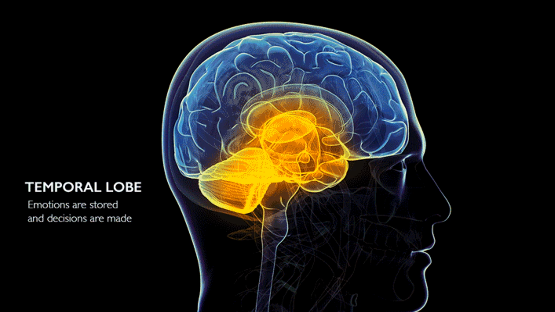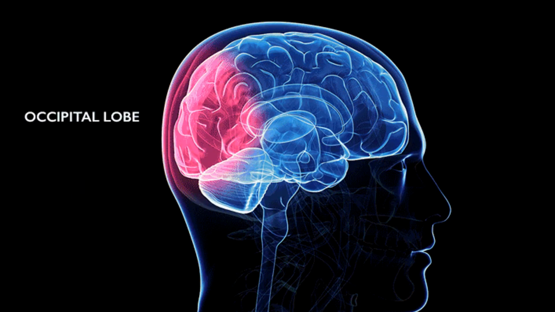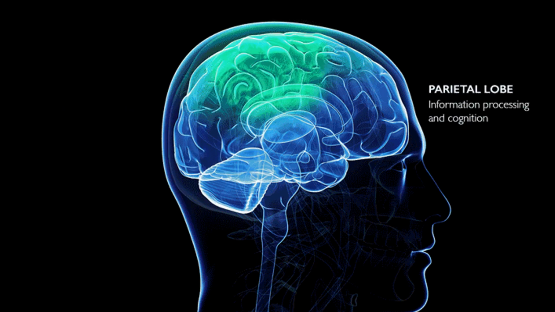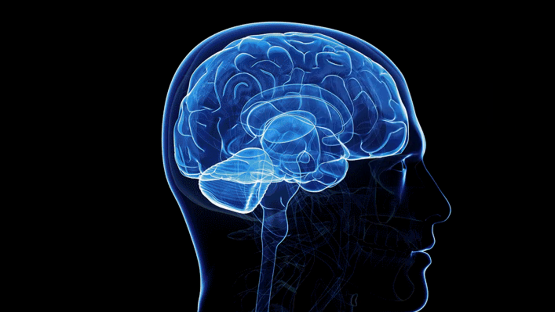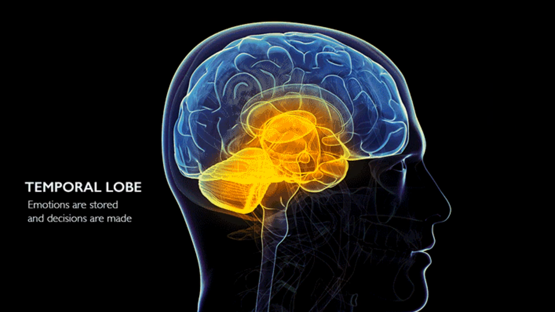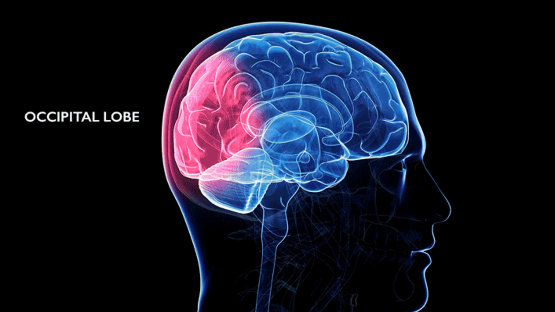And here then is an illustration that shows you, reminds you again where these lobes are, the four lobes of the cerebrum, and gives you a little tiny bit of information about what their functions are. So four lobes of the brain: the frontal lobe, the parietal lobe, the temporal lobe, and the occipital lobe.